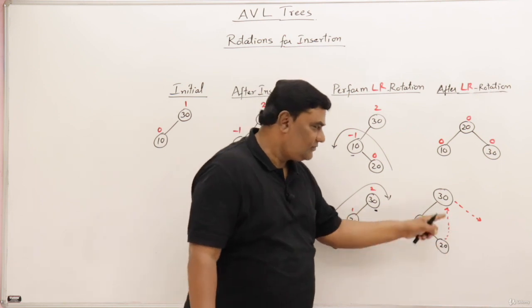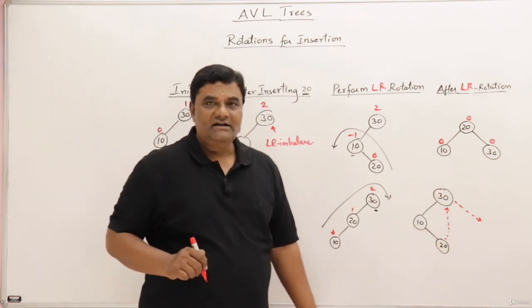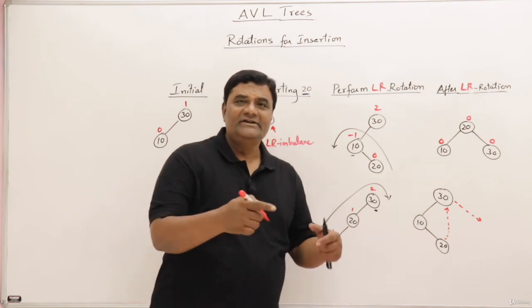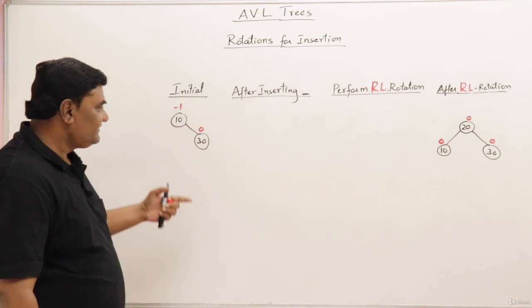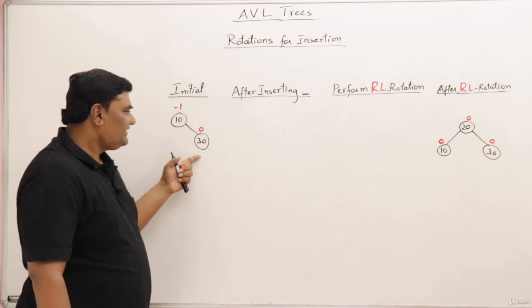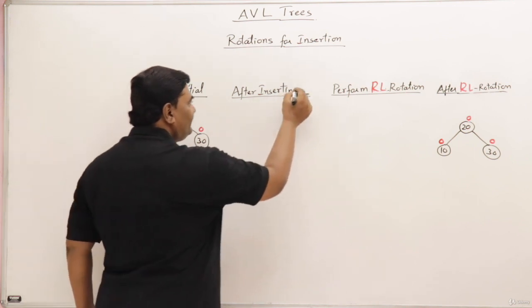So you have to send this node there and move that node on right side. So that's all about LR. Then RL, I will explain you quickly. You have understood how these are working. For RL rotation, this is the initial tree, 10 and 30, right? Now we will insert a new element, 20 in this one.